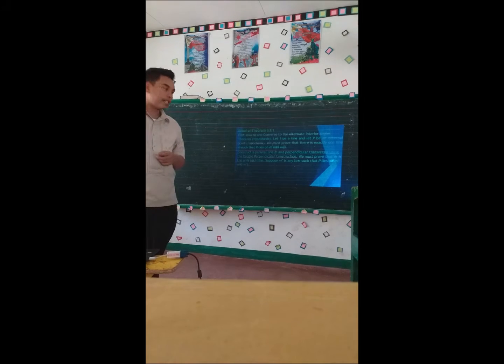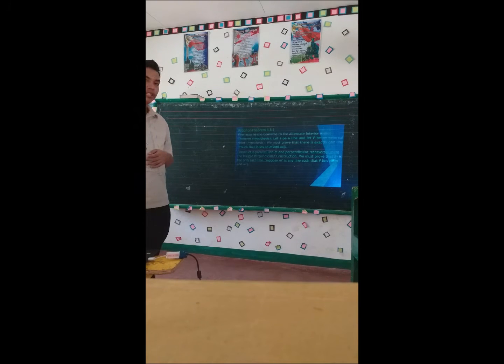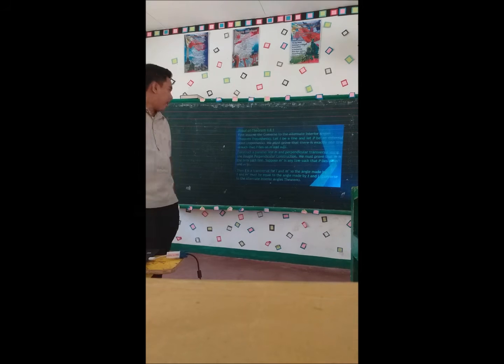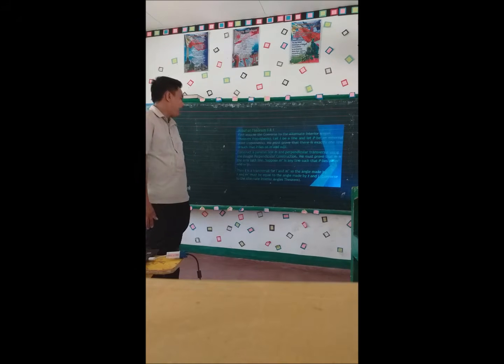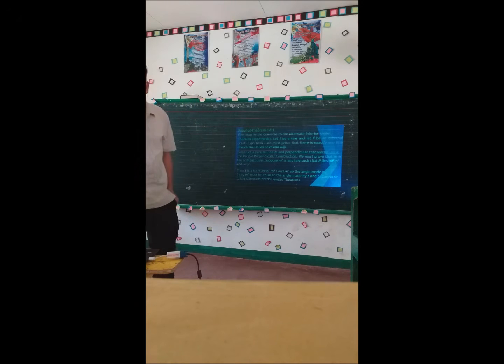Now, construct a parallel line M and a perpendicular transversal using the double perpendicular construction. So we must prove that M is the only such line. Suppose M prime is any line such that P lies on M prime and M prime is parallel with L. Then T is a transversal for L and M prime. So the angle made by T and M prime must be equal to the angle made by T and L, by the converse of the alternate interior angles theorem.